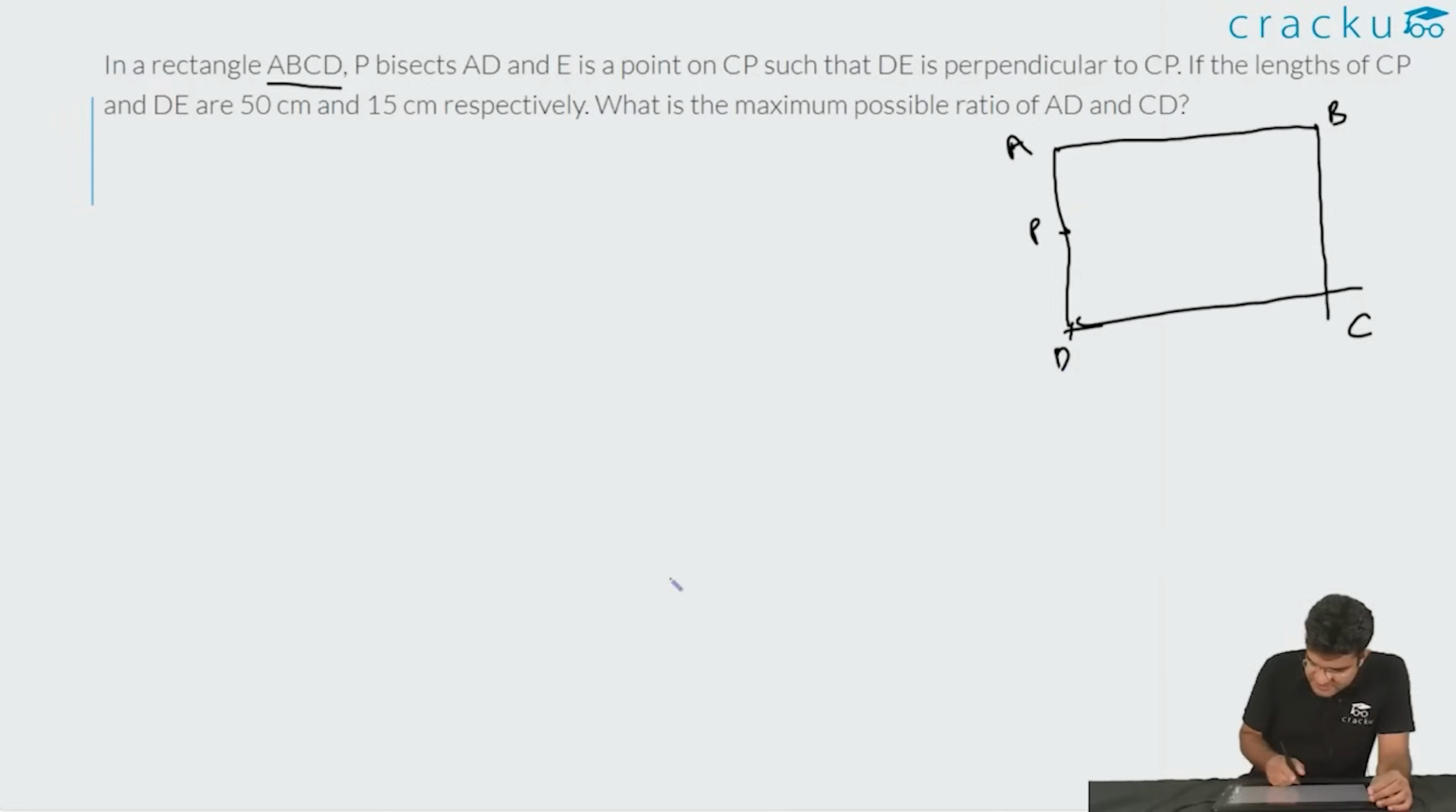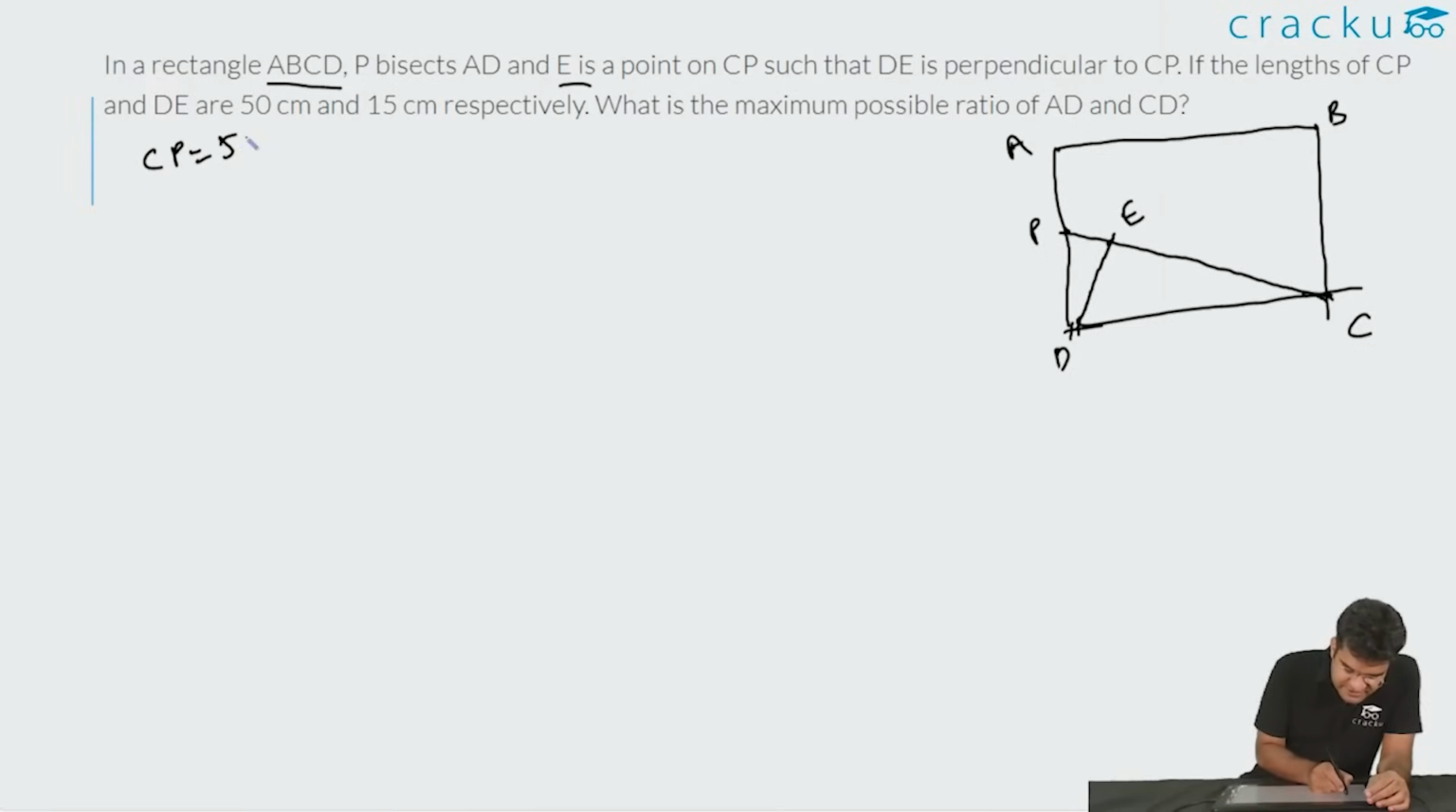Now E is a point on CP, so let us first draw CP. So say this is CP. E is a point on CP such that DE is perpendicular to CP. So let us first draw a perpendicular, and so this is point E. Now it is given that the length of CP is equal to 50 centimeters, and it is also given that DE is equal to 15 centimeters.